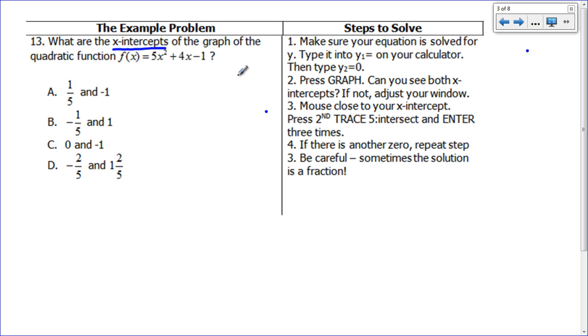So step number 1, make sure your equation is solved for y. So if you look at our equation, f of x equals 5x squared plus 4x minus 1. Well, f of x is the same thing as y, so it's the same thing as y equals 5x squared plus 4x minus 1. So it's solved for y. So we're going to type our equation into y1, and then we're going to type 0 into y2.